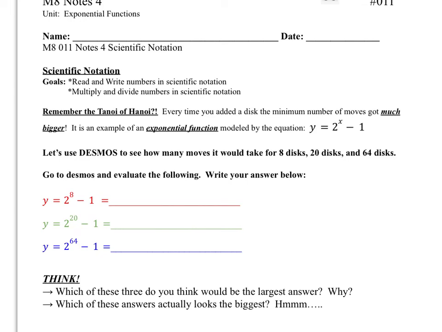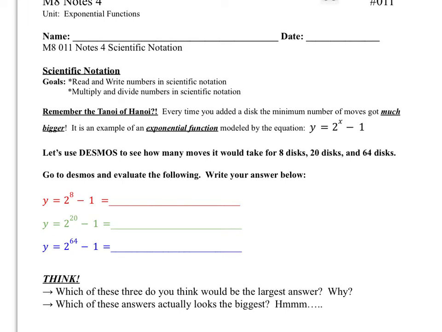So our goal today is to be able to read and write numbers in scientific notation. Tomorrow we will work on multiplying and dividing numbers in scientific notation. So remember the Tower of Hanoi that you just did on Desmos? Every time you added a disk, the minimum number of moves got much bigger.